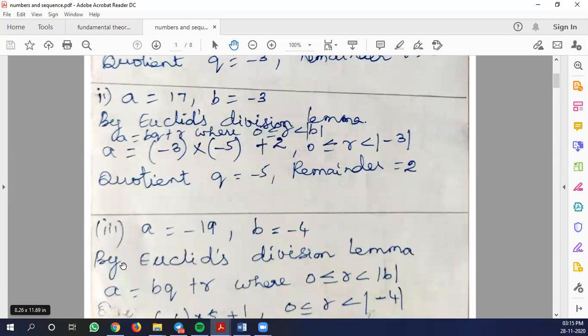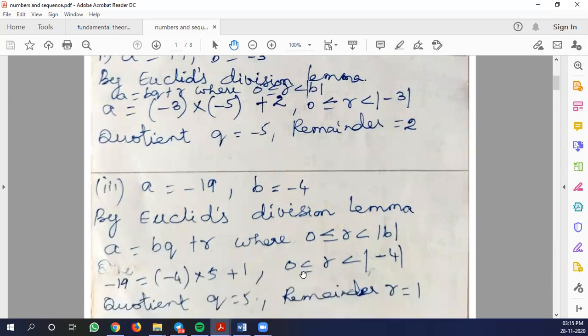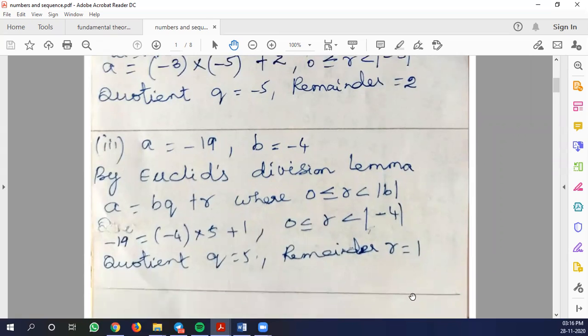Now the third sum: a is equal to minus 19, b is equal to minus 4. So by Euclid's division lemma, a is equal to bq plus r. Okay. So what is our a here? Minus 19. What is our b here? Minus 4. Into, you have to put the number q plus some other number. So since you have minus 4, minus 4 into 5, if I put minus 4 into 5, it is minus 20. Then plus 1. So minus 20 plus 1 is minus 19. So what is our quotient? q is 5 and the remainder is 1.